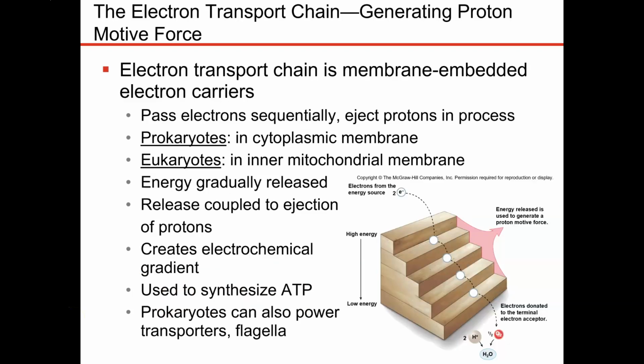The electron transport chain then is found within the cytoplasmic membrane for prokaryotic organisms, and it's found within the inner mitochondrial membrane of eukaryotic organisms. So this occurs in the mitochondria. It releases energy that drives the production of ATP through an enzyme known as ATP synthase.